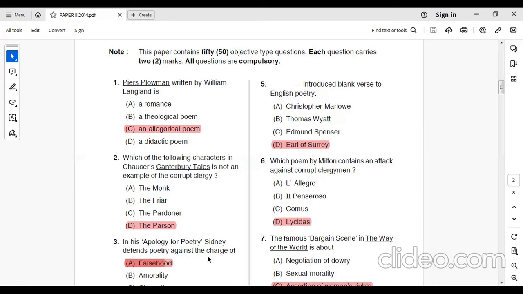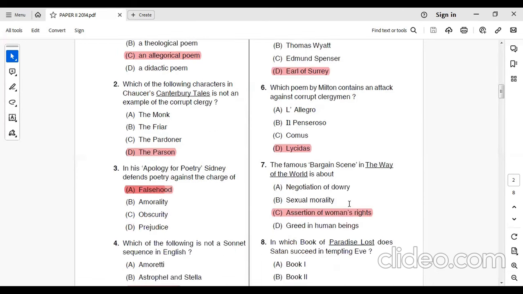Now question number three, the highlighted ones are the answers. In his Apology for Poetry, Sidney defends poetry against the charge of, the answer is here, falsehood. So Sidney wrote An Apology for Poetry in the year 1580, but it was published in 1595.